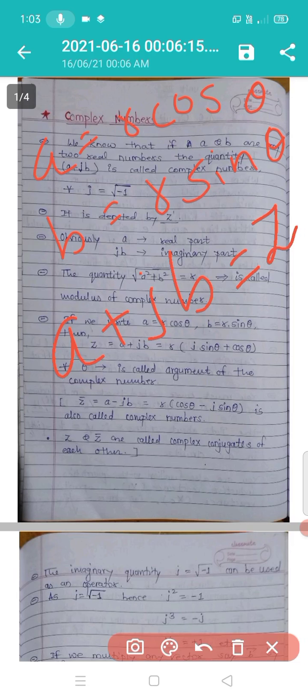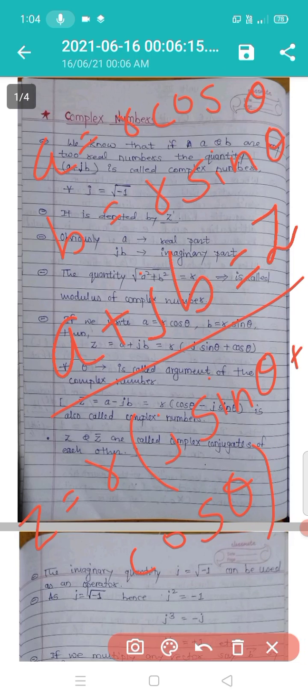then putting the values of a and b in this, we get z equal to r, taking r common outside, cos theta plus j sin theta. Okay, here theta is the argument of the complex number. What is theta? Theta is the argument of the complex number.